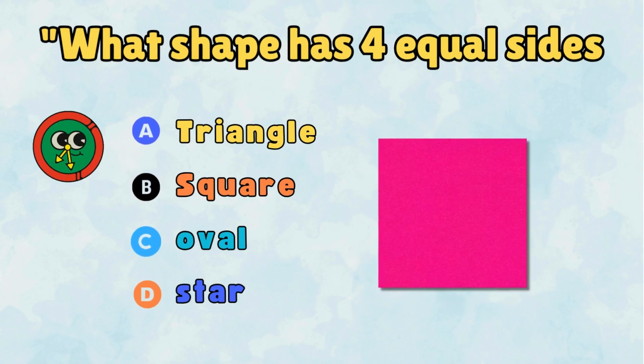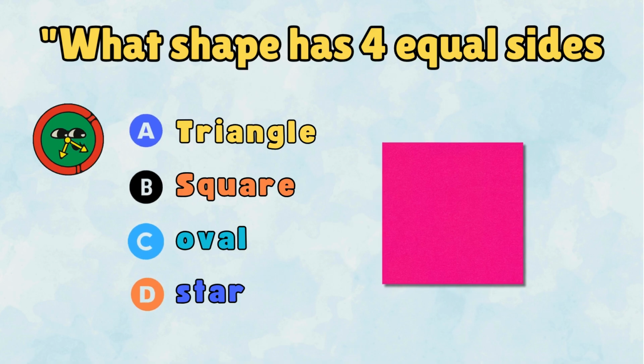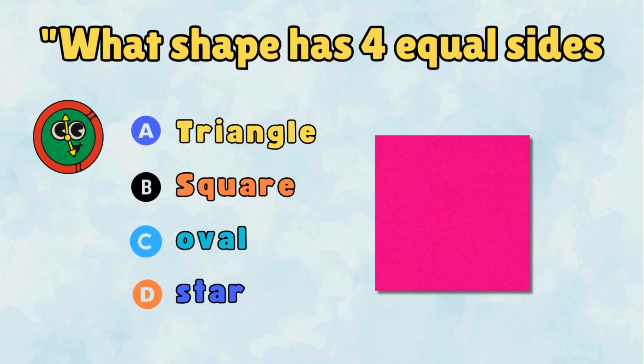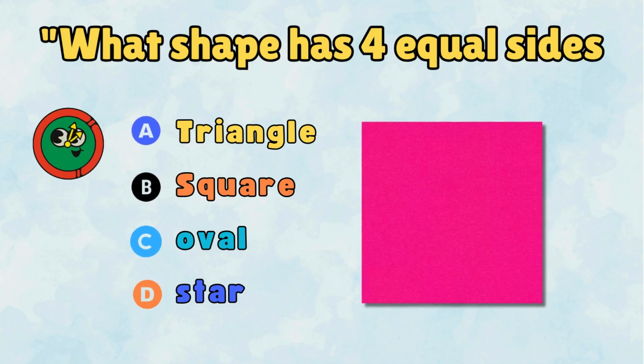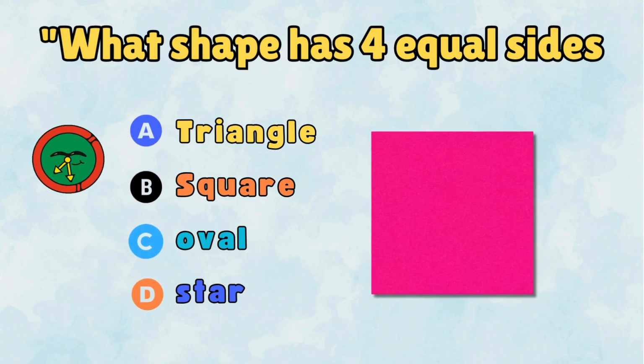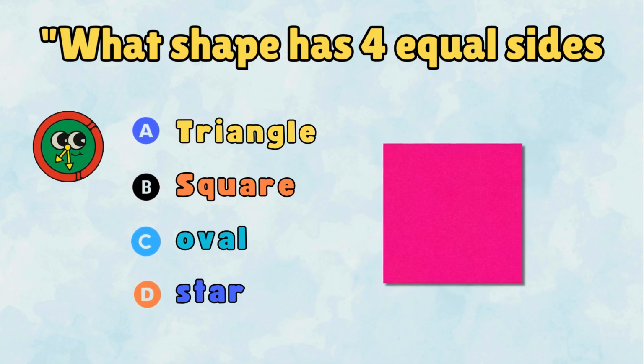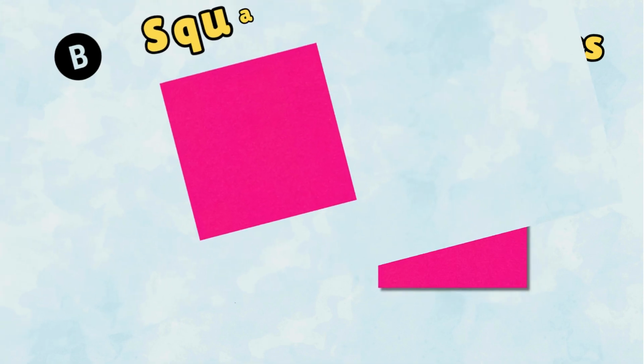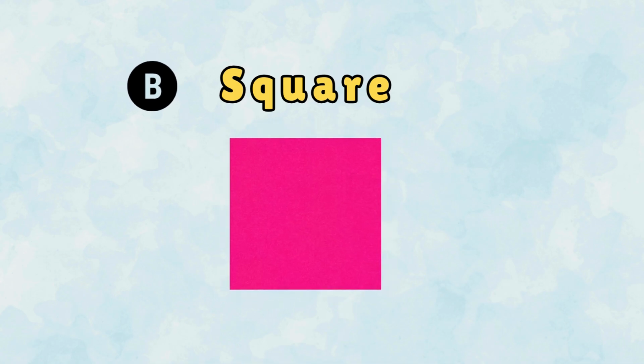What shape has 4 equal sides? A. Triangle. B. Square. C. Oval. D. Star. B. Square. That's correct. A square has 4 equal sides.